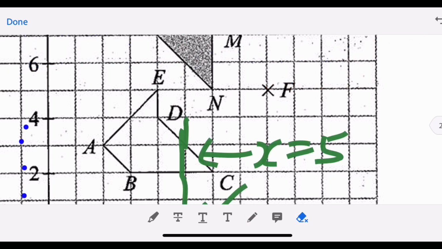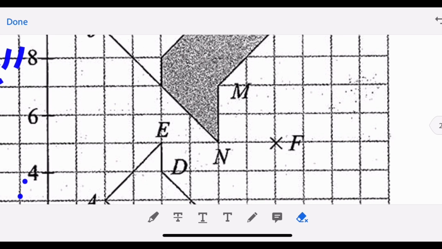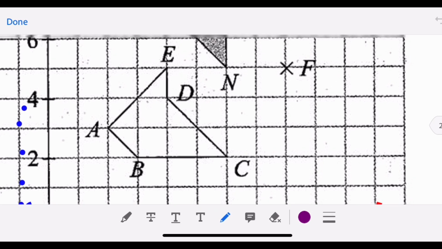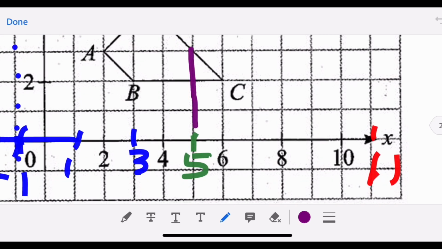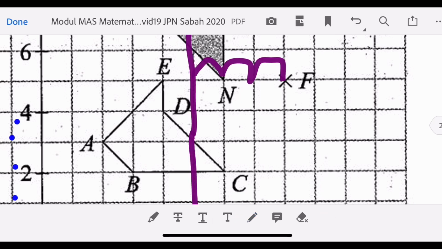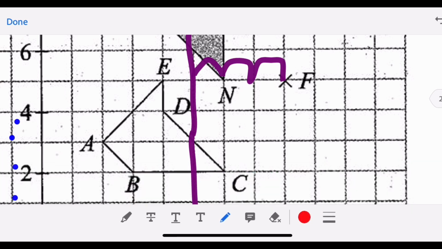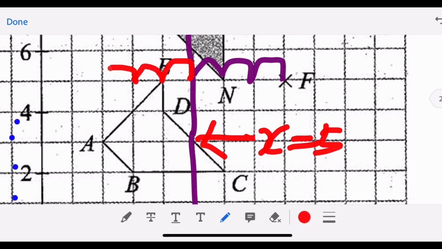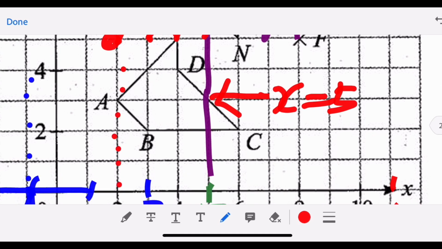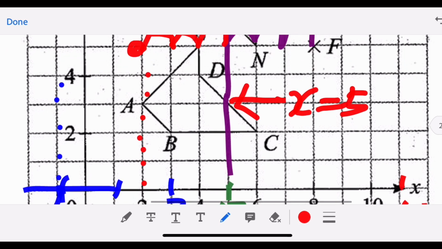Okay, now let's see how to do. First of all, we will go back to the object F, and then we will do according to the question. Okay, so let's see how to start. We go to the x-intercept, x equal to 5. Now we are going to reflect first. So 3 units from the object to the line of reflection, x equal to 5. And then you count another 3 units, that is your image. 3 units from the line of reflection is the place where the image is.